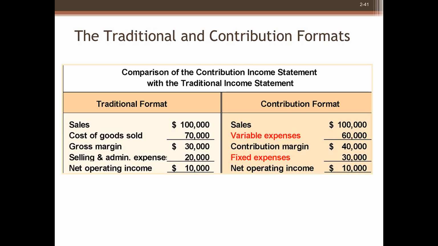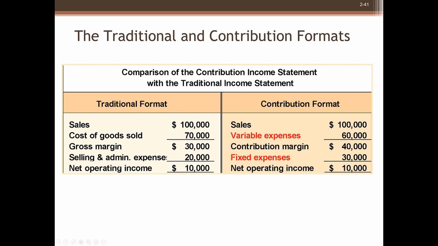For the traditional format, if you take a look at the left-hand side here, this is the traditional format of income statement for a merchandising company. You've learned it in financial accounting class. This is the multiple-step income statement. We start from sales minus cost of goods sold, which is an expense. You will get gross margin, minus expenses, including selling and administrative. You will get net operating income.